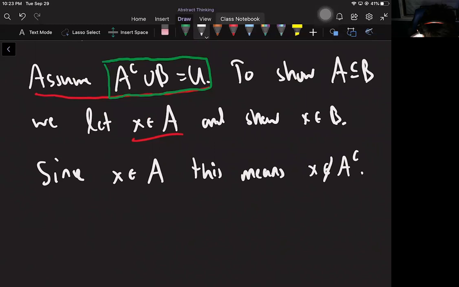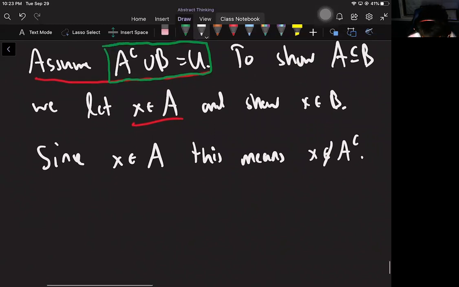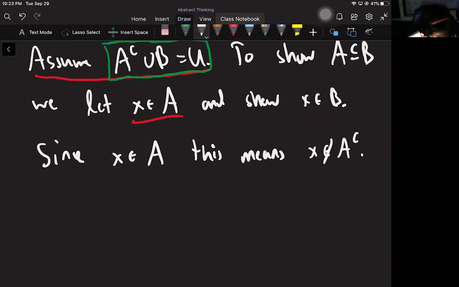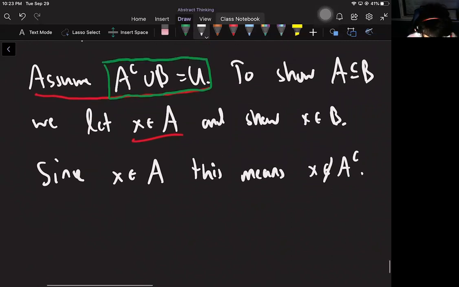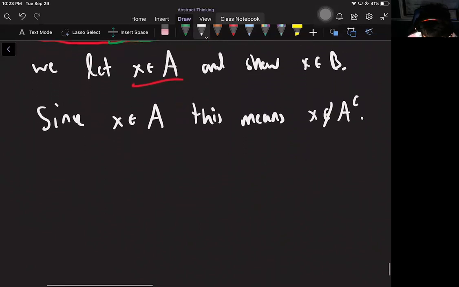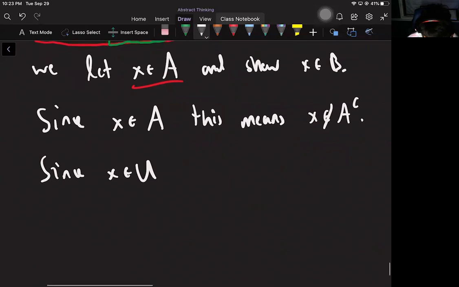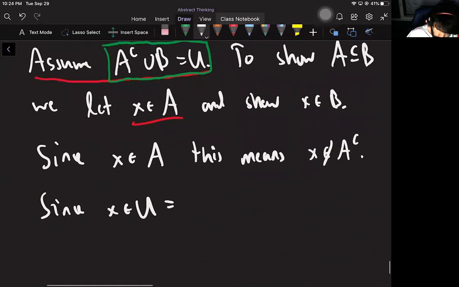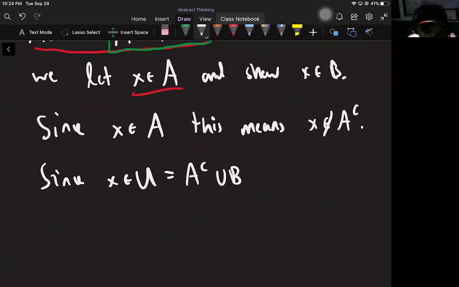I know that U equals A complement union B. But the trick to this one is to think about the fact that every element lives in this bigger universal set that A and B are both subsets of. So I can also say that X lives in the universal set. And now I can bring in this extra assumption that the universal set equals A complement union B.